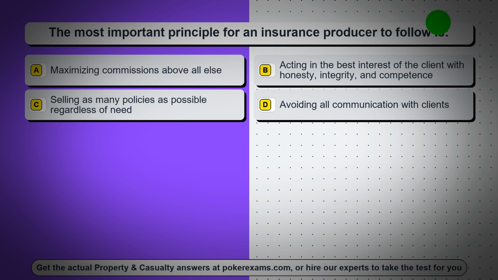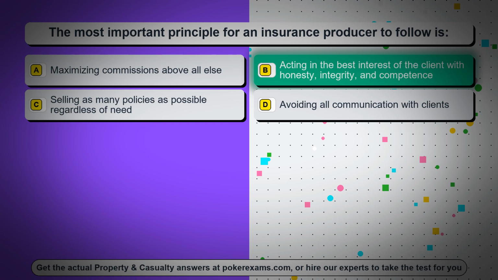Question 76. The most important principle for an insurance producer to follow is, option A, maximizing commissions above all else, option B, acting in the best interest of the client with honesty, integrity, and competence, option C, selling as many policies as possible regardless of need, option D, avoiding all communication with clients.